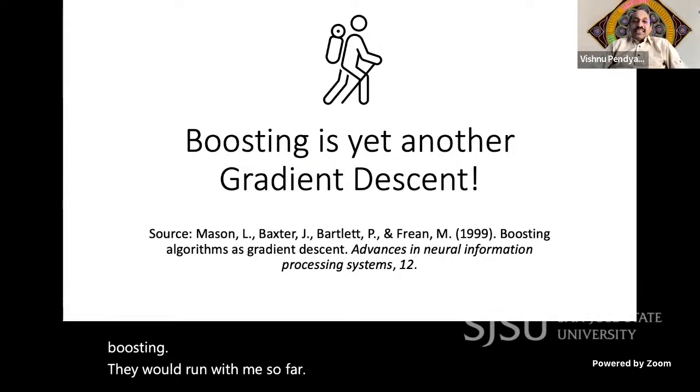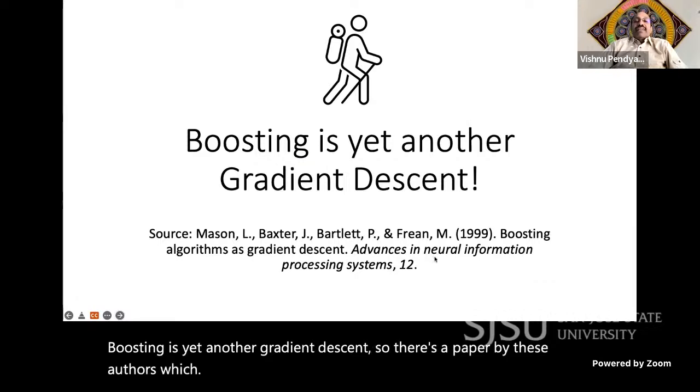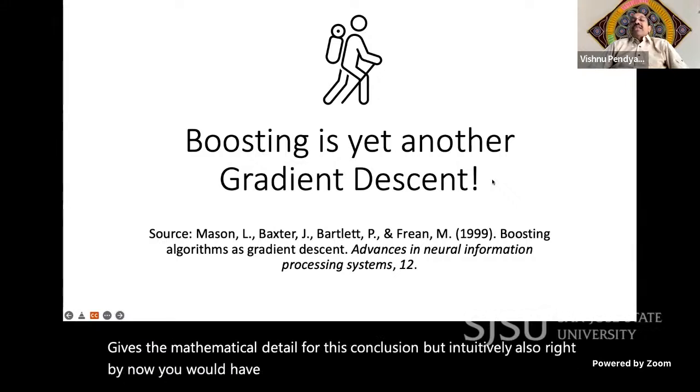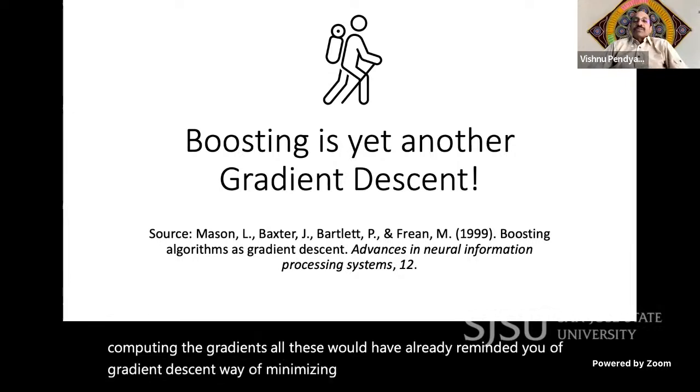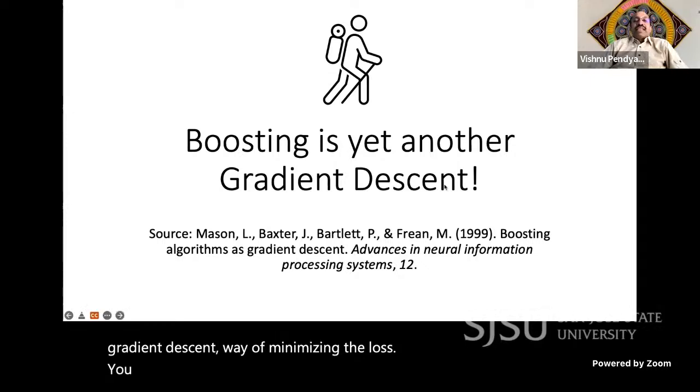If you have noticed, boosting is yet another gradient descent. There's a paper by these authors which gives the mathematical detail for this conclusion. But intuitively also, by now you would have realized that these baby steps and computing the gradients would have already reminded you of the gradient descent way of minimizing the loss, right? So this is basically gradient descent.